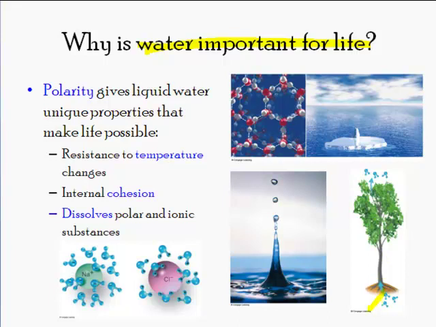Cohesion is the attraction between one water molecule and another, and because of that, water is able to flow. Water also dissolves many polar and ionic substances. Ionic substances are, for example, sodium chloride. And I'm going to write down, sodium chloride is an ionic substance, and an example of a polar substance would be glucose. Glucose is a polar substance because a polar substance is one that will have an OH group somewhere in its structure, which will then help to form hydrogen bonds with water, and water will be able to dissolve it.